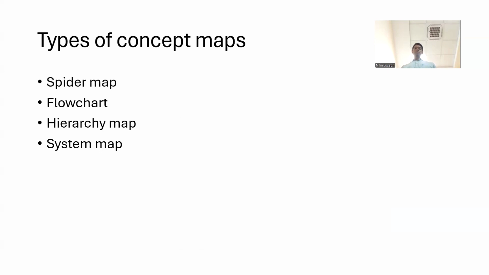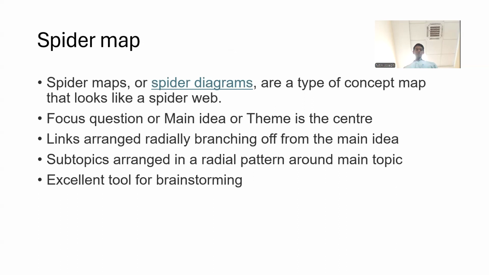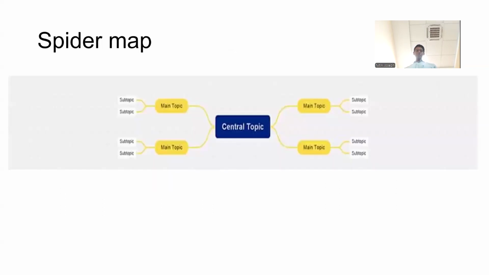What are the different types of concept maps? They are spider map, flowchart, hierarchy map, and system map. Spider map resembles the web of a spider with a focus question placed at the center. From the focus question, the links are arranged radially, and each of these links is connected to subtopics, which are again arranged in a radial pattern around the main topic. So this is how the spider map appears.